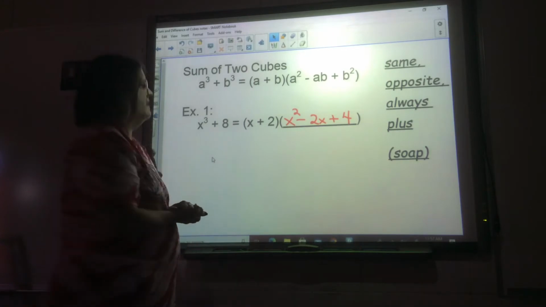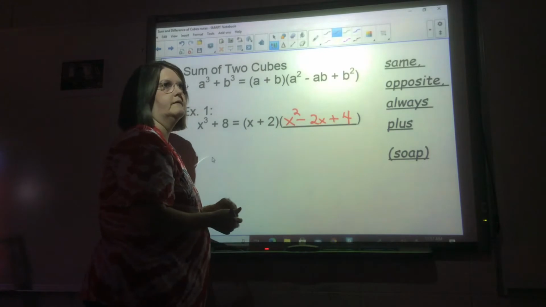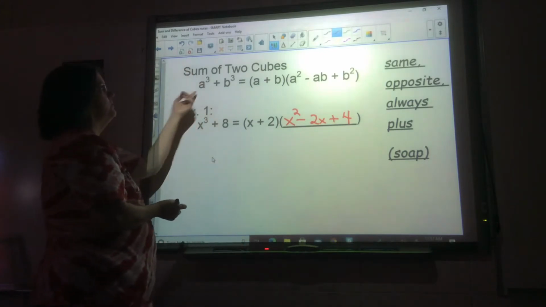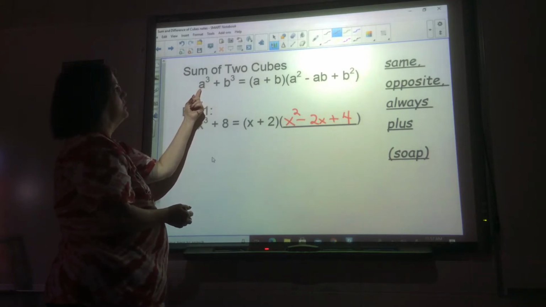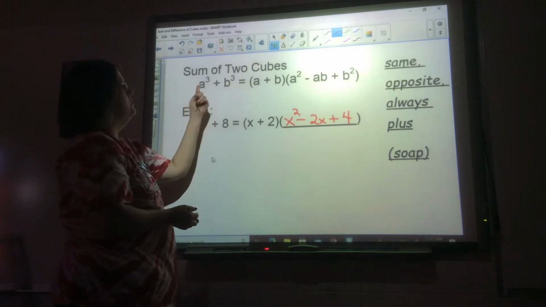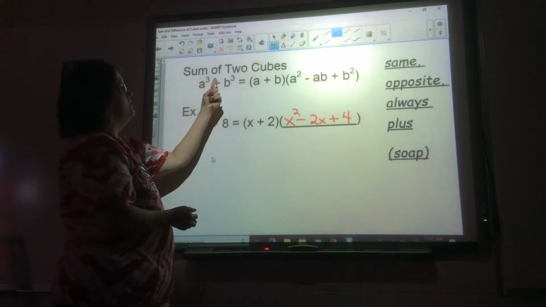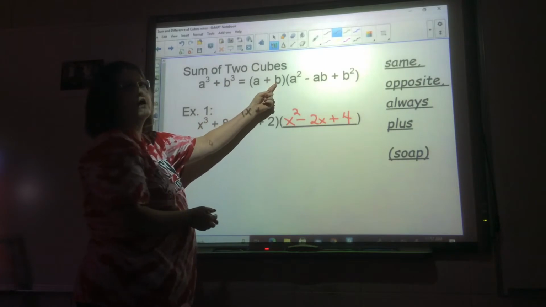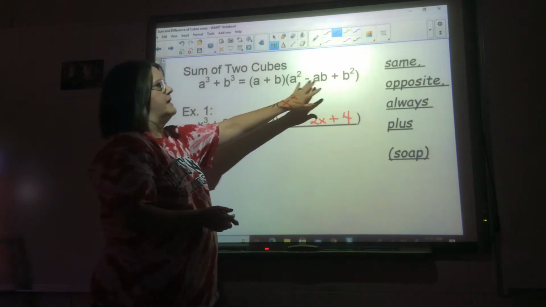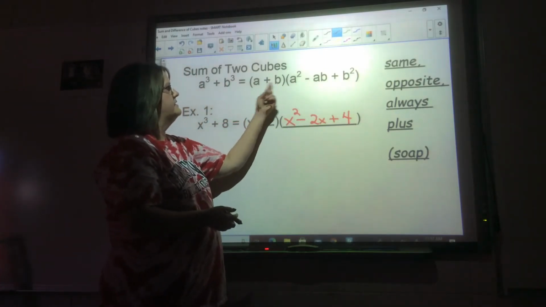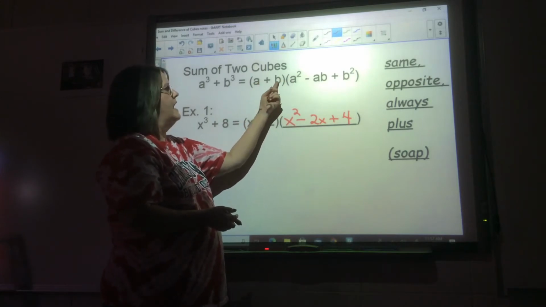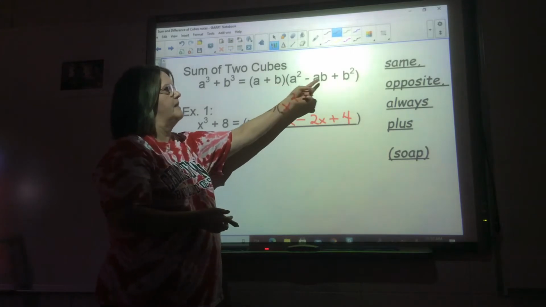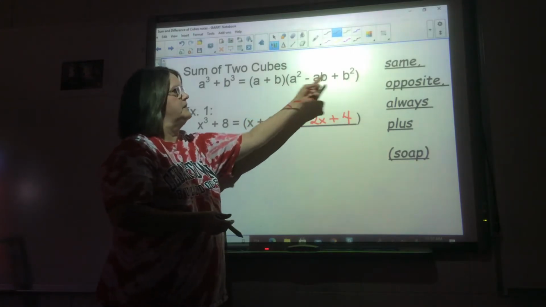Now, how do we find the numbers that go in here in the variables? If you look at your formula, you cube root this one. If I'm going to factor a cubed plus b cubed, I'm going to cube root this one, and that goes here. The cube root of a cubed is a. The cube root of b cubed is b. That goes there. Then for my next terms, I take a and square it, and I put it there. I take these two terms and multiply them, and that goes there. Then I take this one and square it.